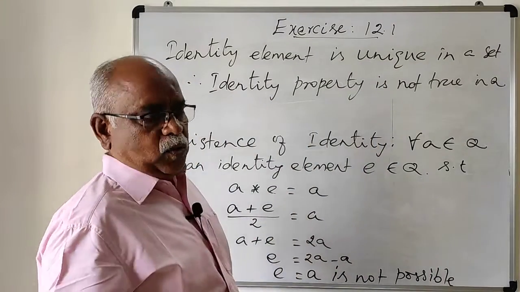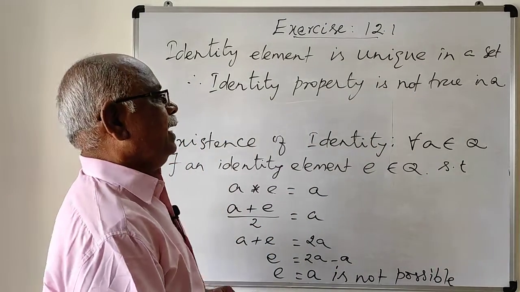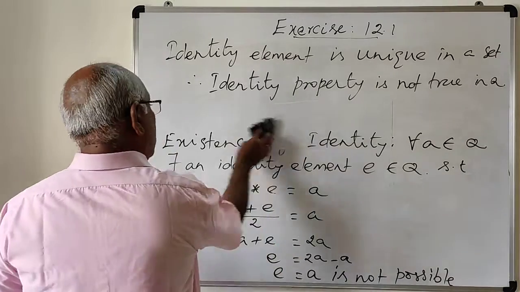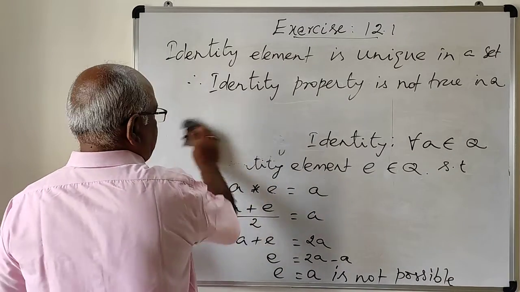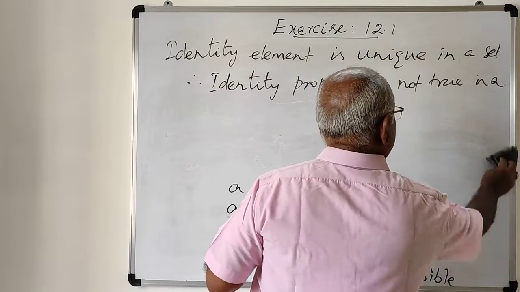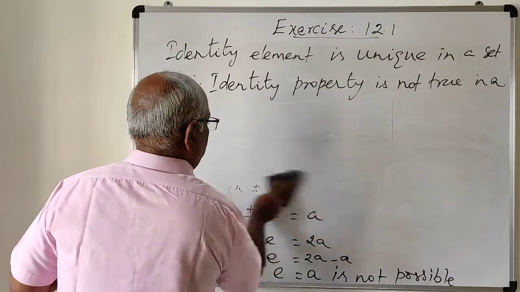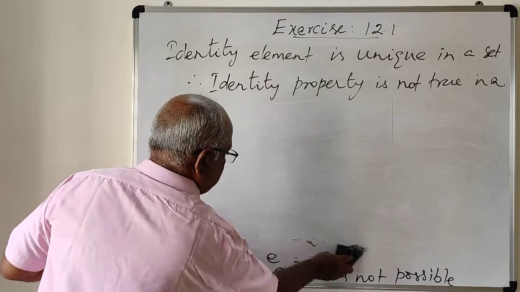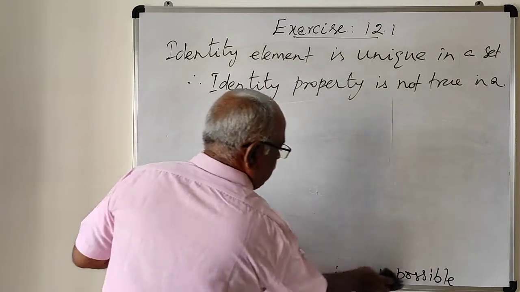Since identity is not true, we need not prove the existence of inverse. There is no question of inverse. If the existence of identity fails, certainly inverse is not possible. Therefore, existence of inverse is also not true.